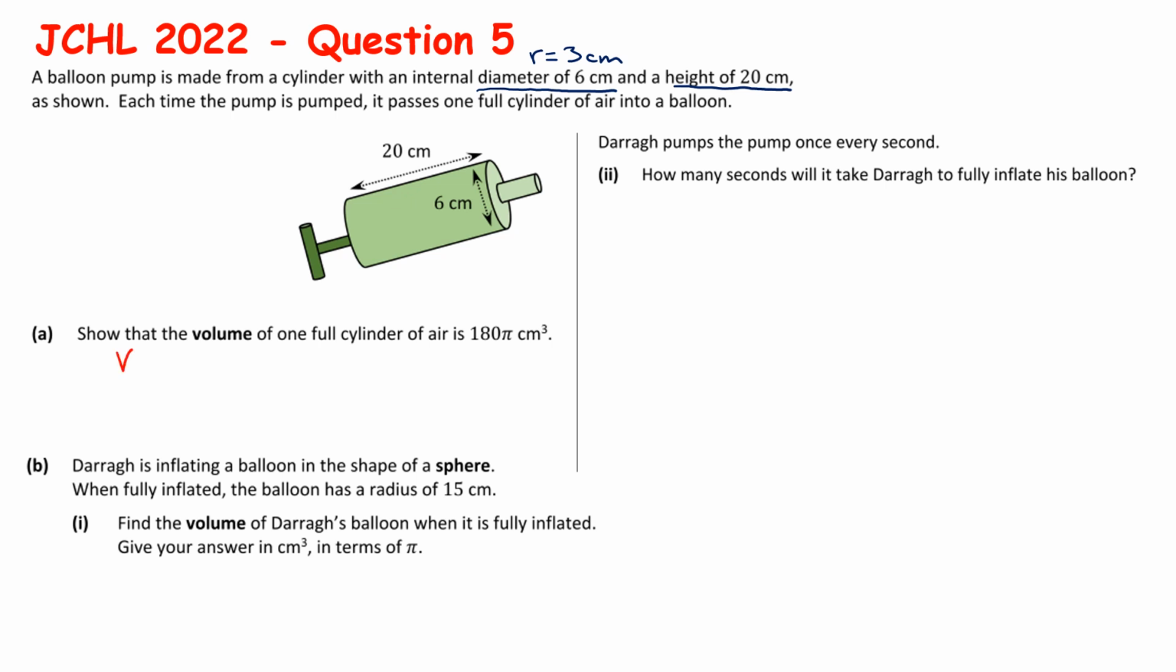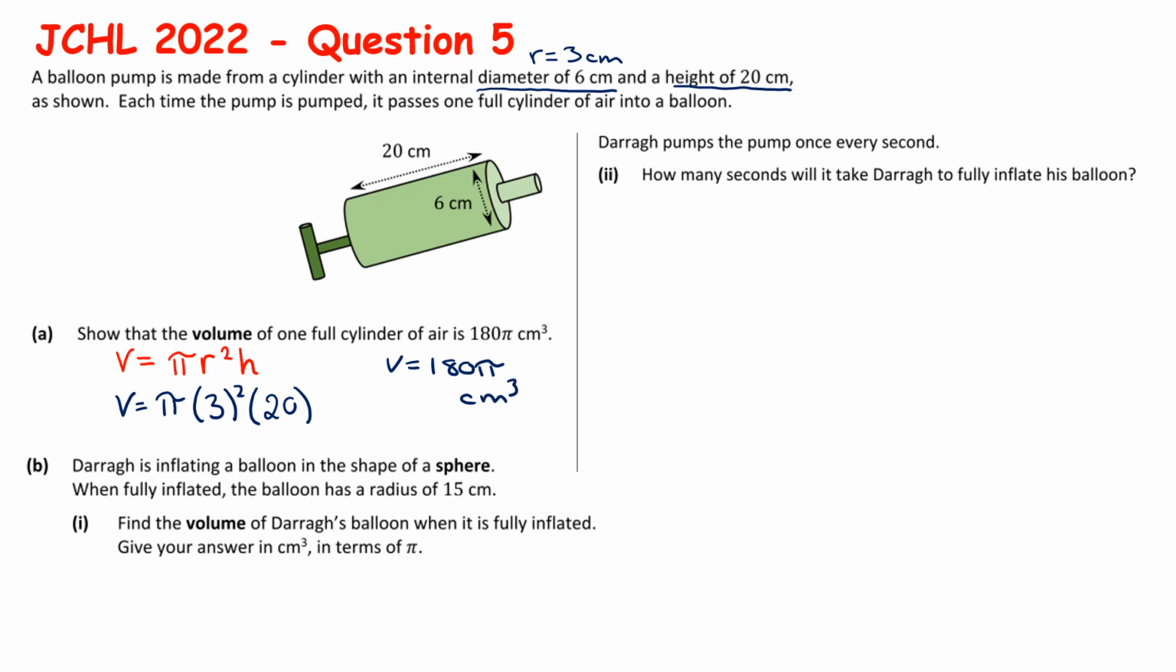So let's work with the volume of a cylinder. So the formula is pi r squared h. Let's sub in. So we're leaving it in terms of pi. My radius is 3, that's squared, times my height, which is 20. So I end up with 180 pi centimeters cubed, just like they asked.